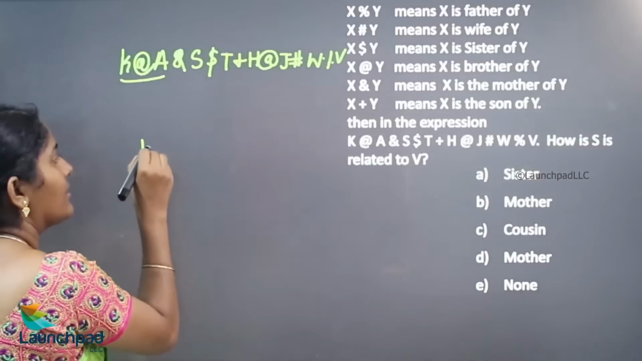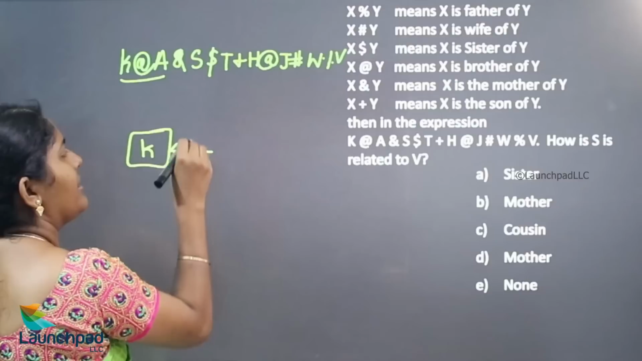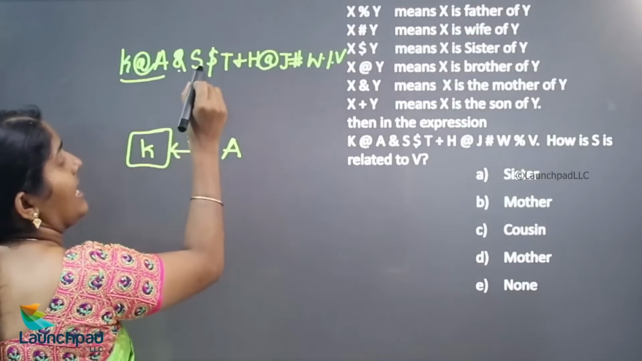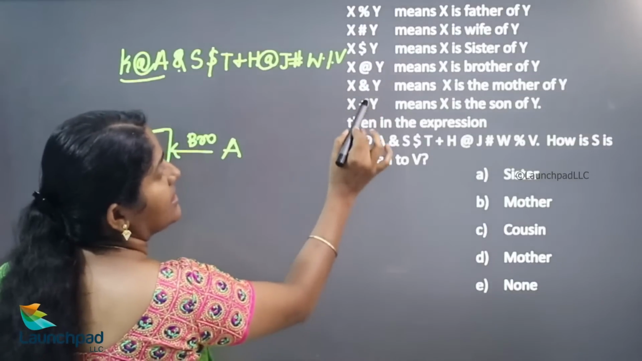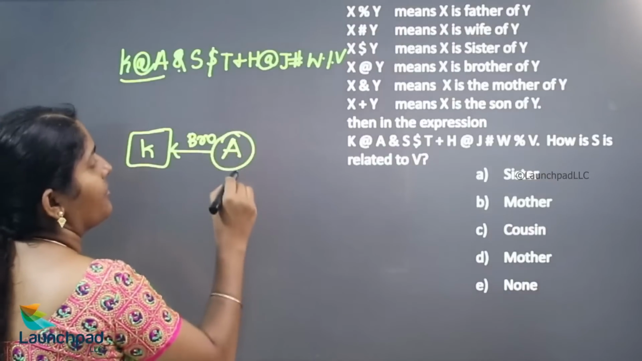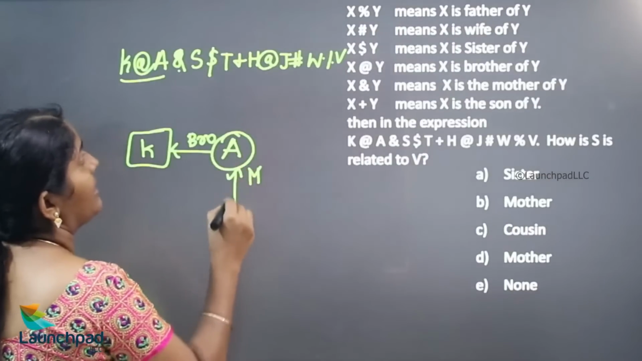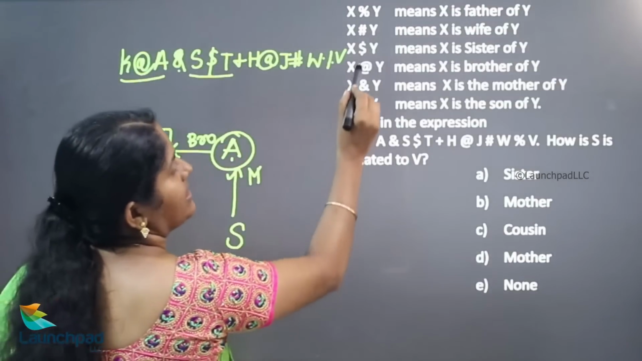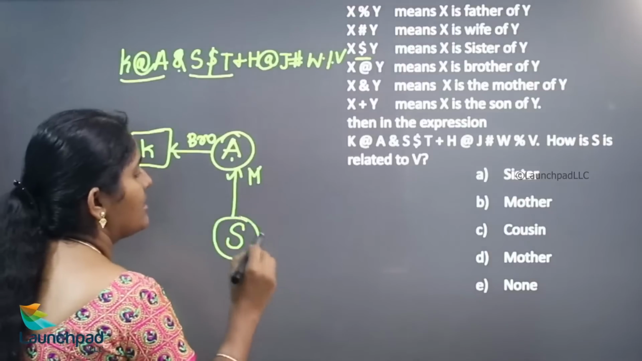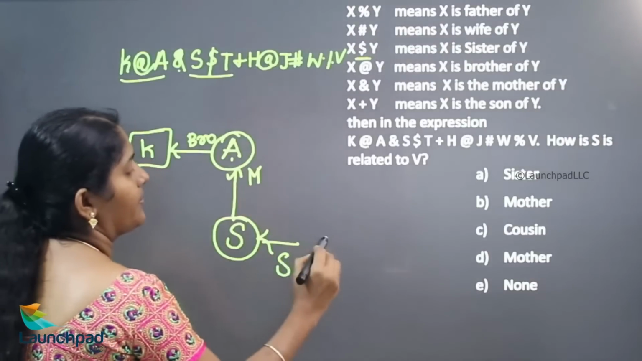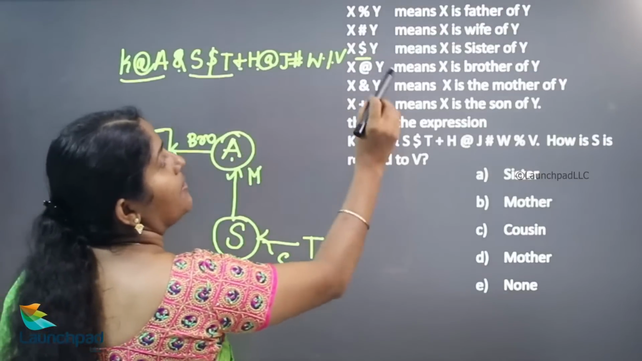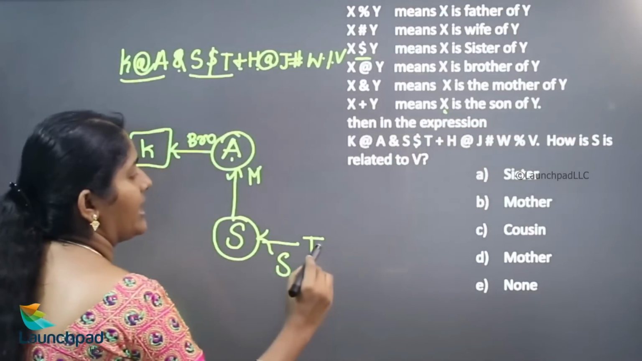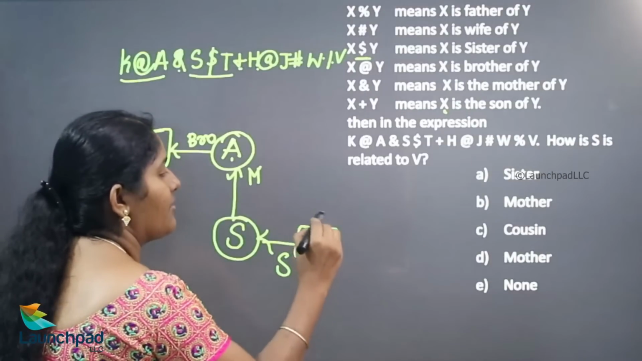So here K at A means, what is the relationship? K is brother of A. Now A and S: A is the mother of S. Now S dollar T. Dollar symbol here means S is the sister of T. T plus H. Plus means T is the son of H.